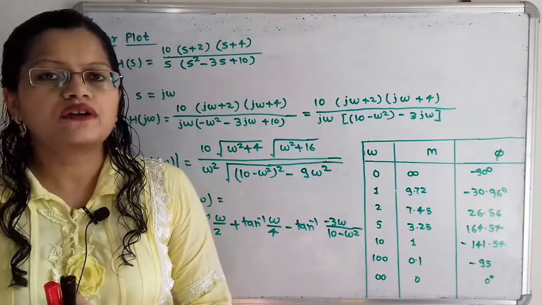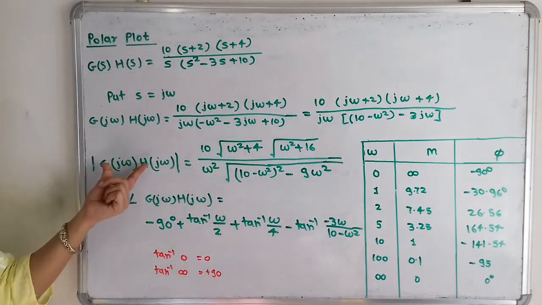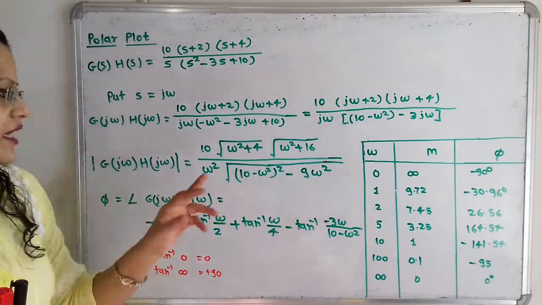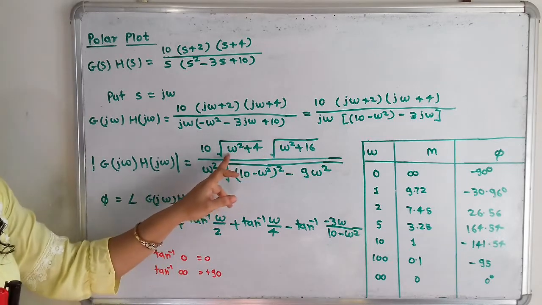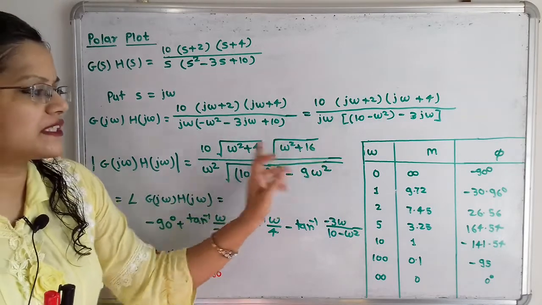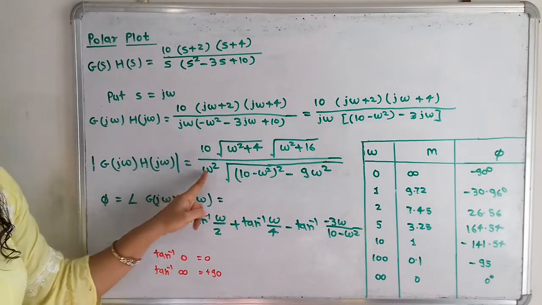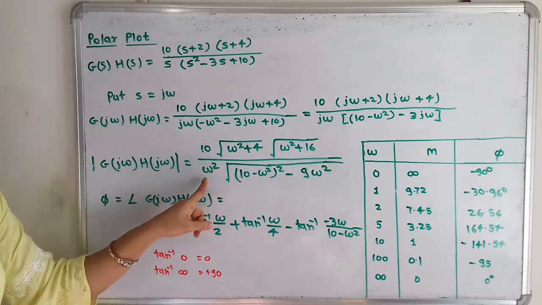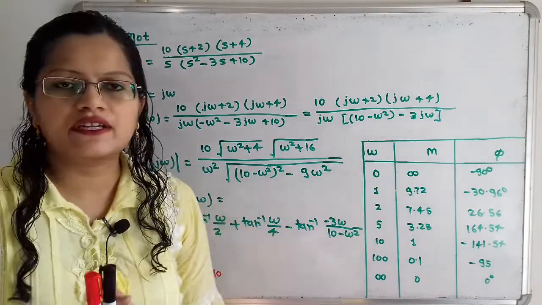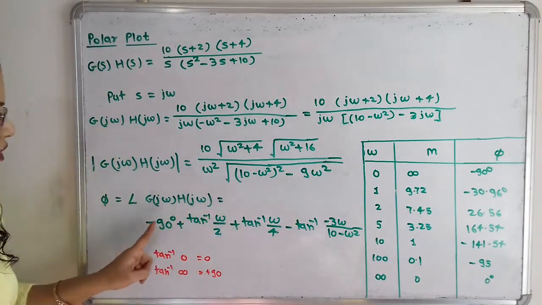To draw the polar plot, we have to take different values of omega, and calculate the magnitude as well as the phase angle. So if we take omega equal to 0, I will put 0 instead of omega. Here 0 plus 4, under root of 4 is 2, and under root of 16 is 4. The numerator is 10, divided by, because of omega square, the whole term becomes 0. Anything upon 0 is infinity. So magnitude is infinity.